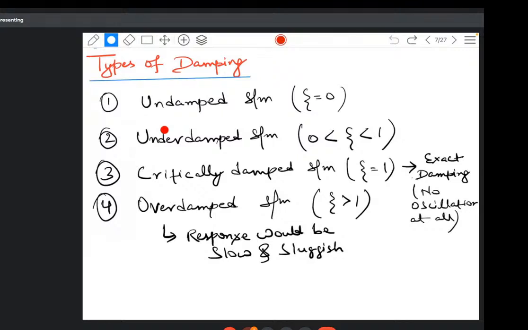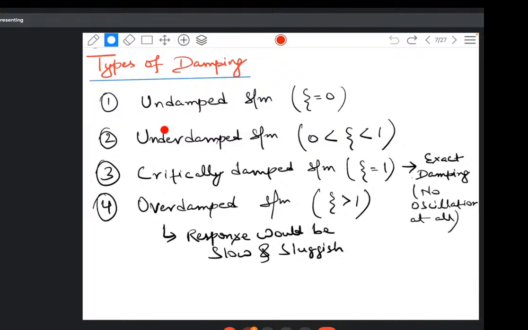Suppose a high amount of wind is coming, and the door or the window starts swinging, but it returns to its normal position without any oscillation. That is, it swung, but it comes to its original position very quickly. That means it is a case of critically damped system. It is a case of critically damped system.